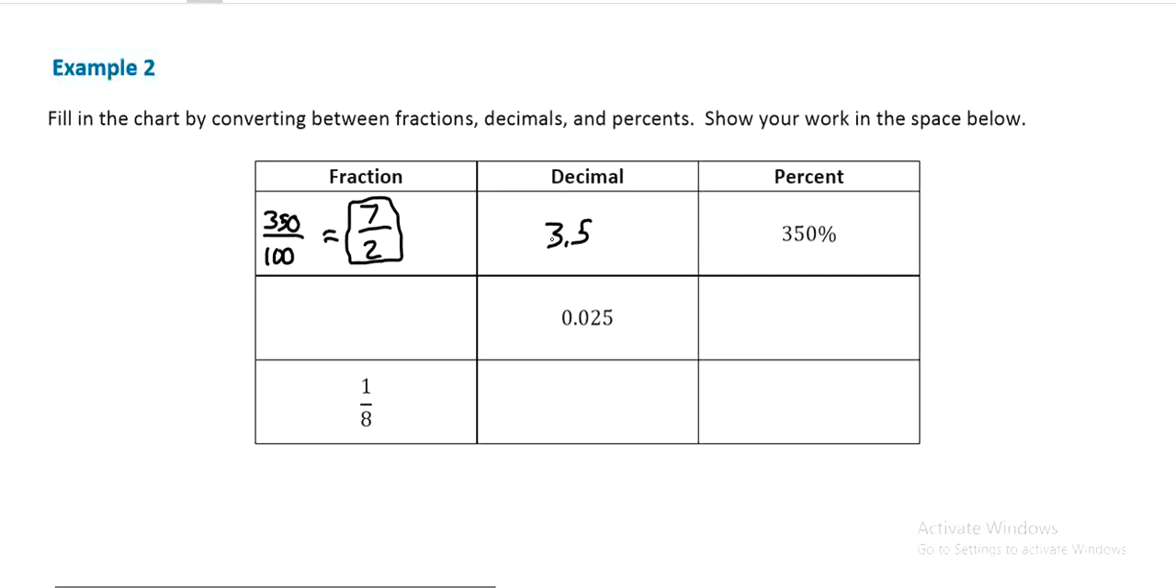That was perhaps the easiest one because we were used to doing that from example 1. Example 2 is a little different. So in this one, they give us a decimal first, and we have to figure out what this is as a fraction and as a percent. The first thing we'll do is find out what this is as a fraction.